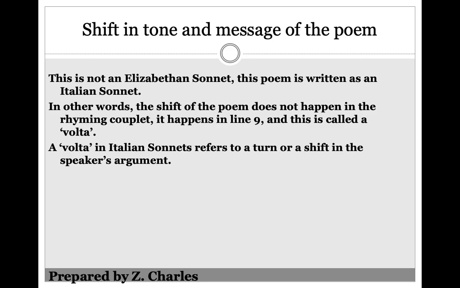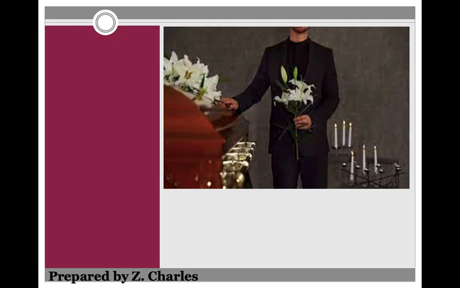So this is not an Elizabethan sonnet, right? I made that mistake earlier. This poem is written as an Italian sonnet. In other words, the shift of the poem does not happen in the rhyming couplet like it would in the Shakespearean or Elizabethan sonnet in line 13. It now happens in line 9, and this is called a volta. A volta in an Italian sonnet refers to a turn or a shift in the speaker's argument.